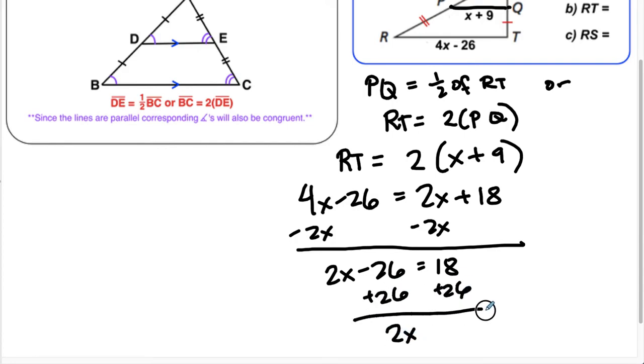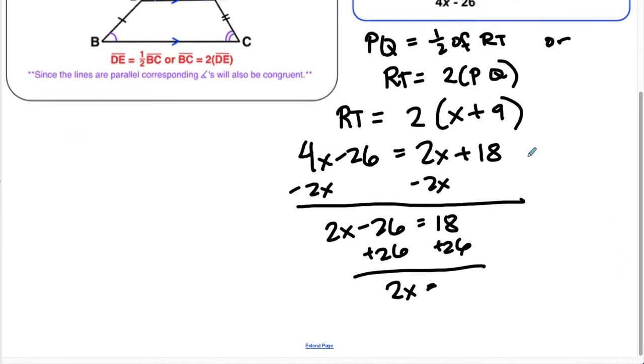And now I have 2x equals 44. Okay, so that's 44, and now x is equal to 22. So now x is equal to 22.